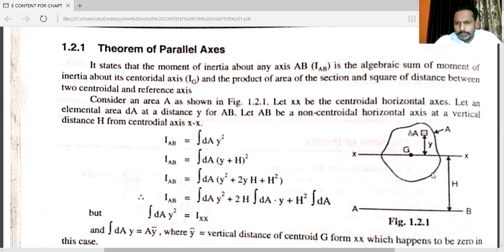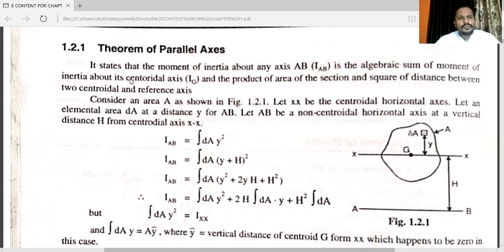The distance between two parallel axes, x, that is the horizontal axis, and this one, AB. Both axes are parallel to each other. So the distance between them, that is the perpendicular distance between them, is h.